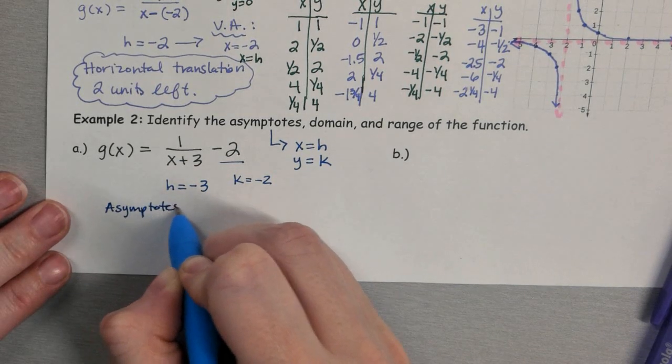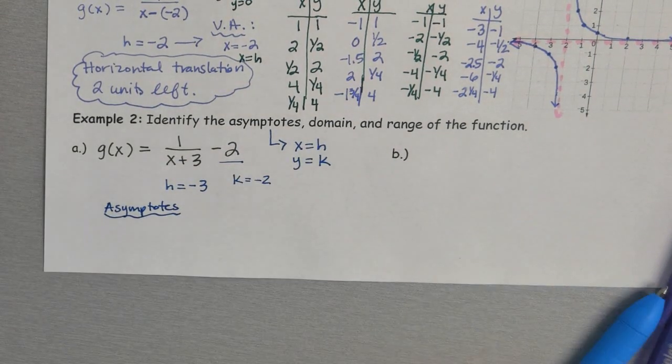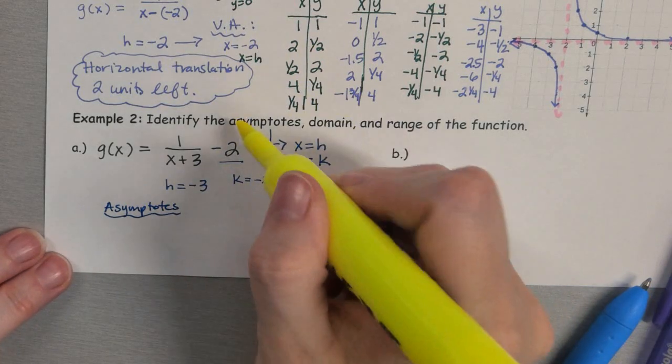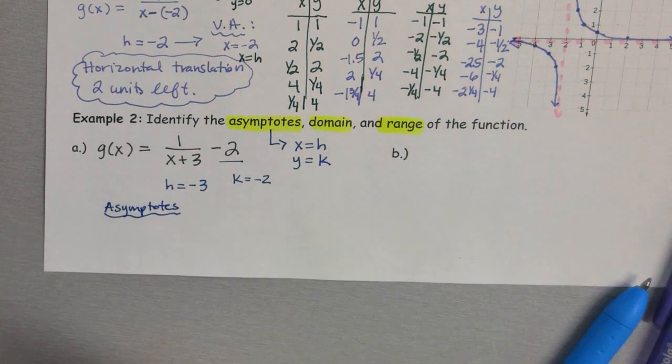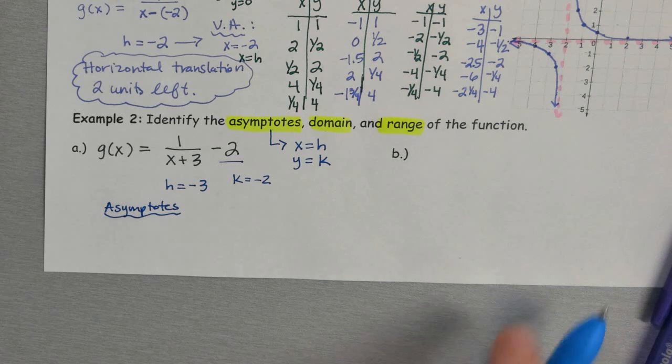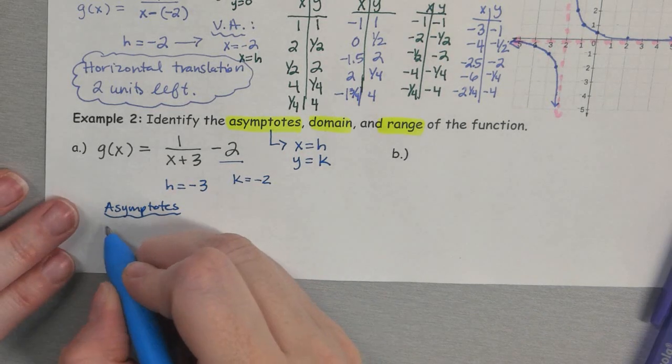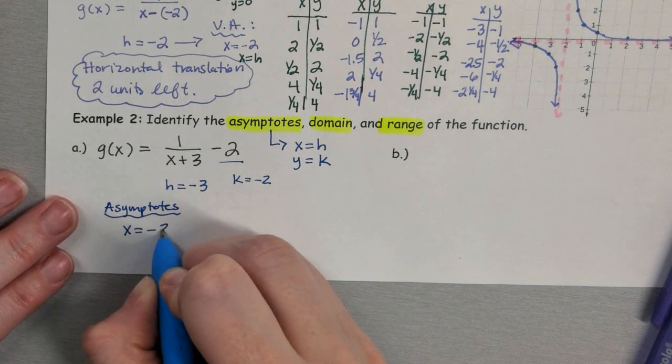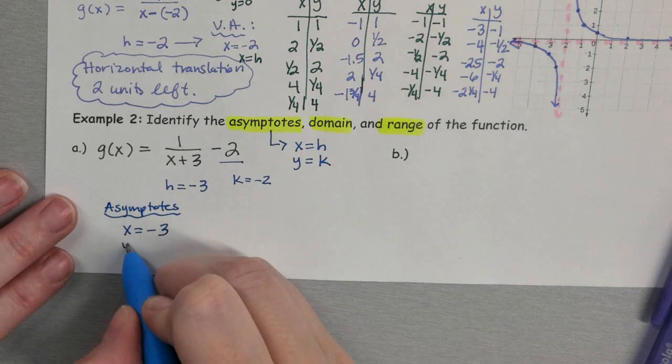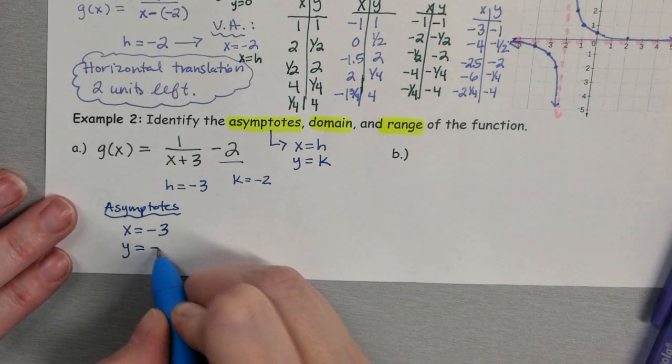Alright, so it says identify the asymptotes, and then the domain and range. So let's find all three of those. Okay, so for the vertical, we're going to have x equals negative 3. For the horizontal, we'll have y equals negative 2.